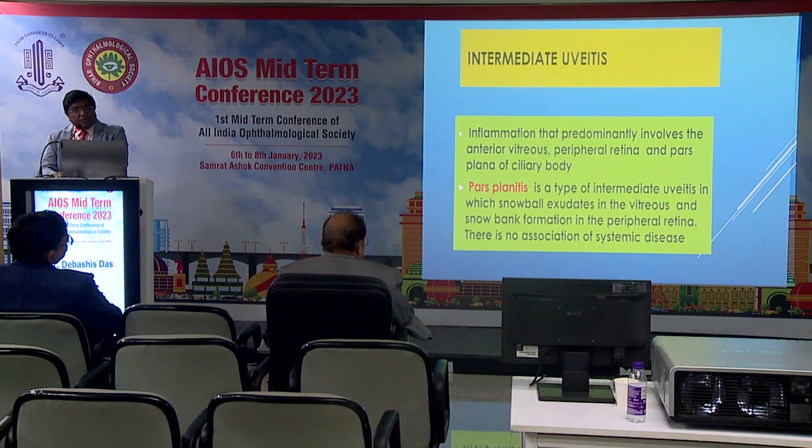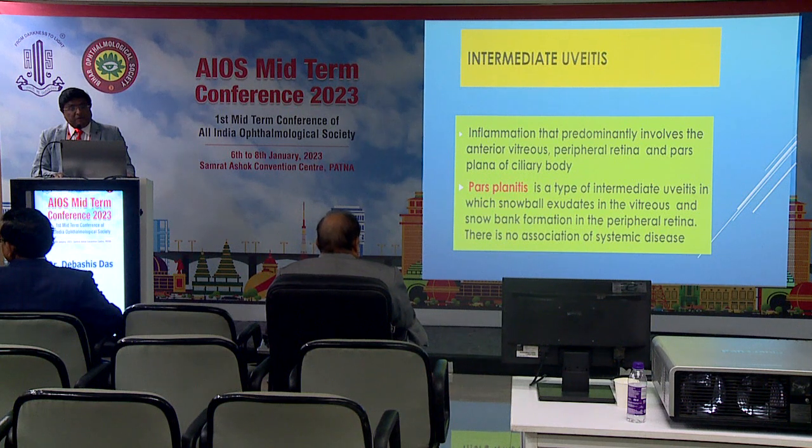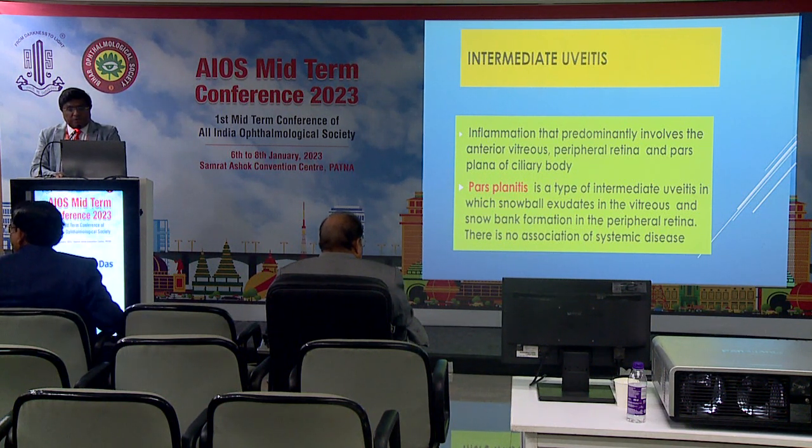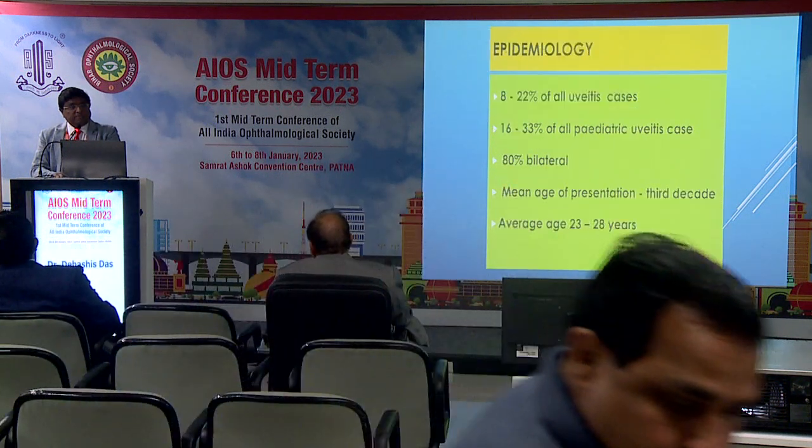Intermediate uveitis is inflammation that predominantly involves the anterior vitreous, the peripheral retina, as well as the pars plana of the ciliary body. Pars planitis is a type of intermediate uveitis with snowball exudates in the vitreous and snow banking formation in the peripheral retina. Sometimes there is no association with any systemic disease.